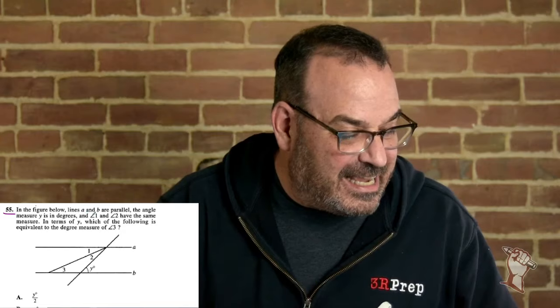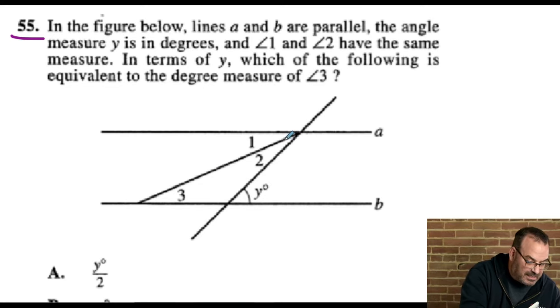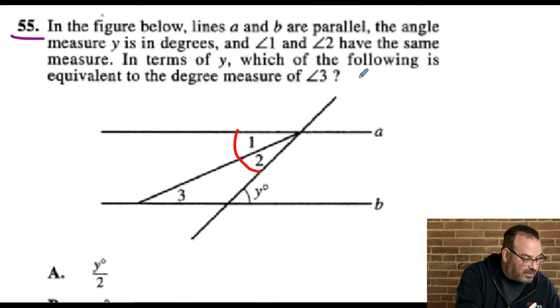All right, in the figure below, this is number 55. Lines A and B are parallel, and the angle measure Y is in degrees, and angles 1 and 2 have the same measure. That means these bisect. That means they're half of Y. Which of the following is equivalent?